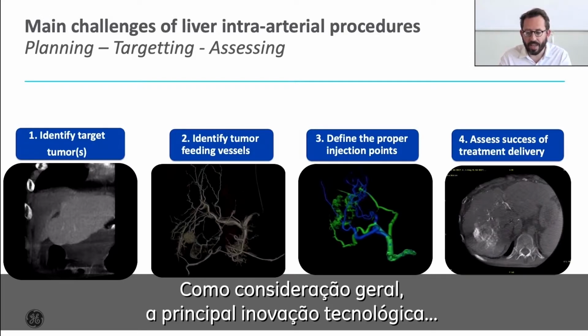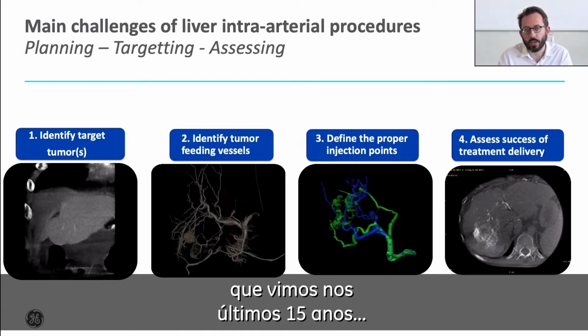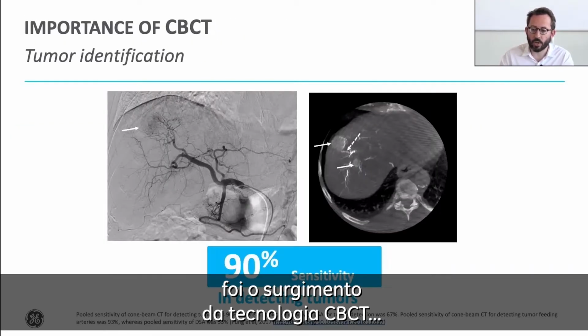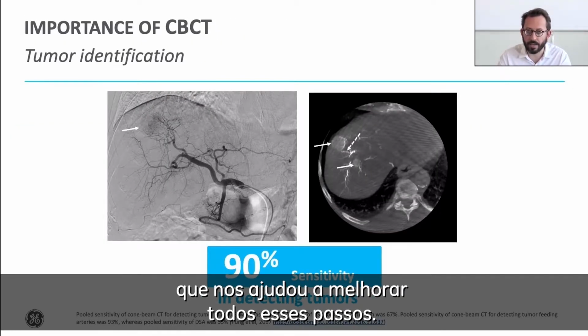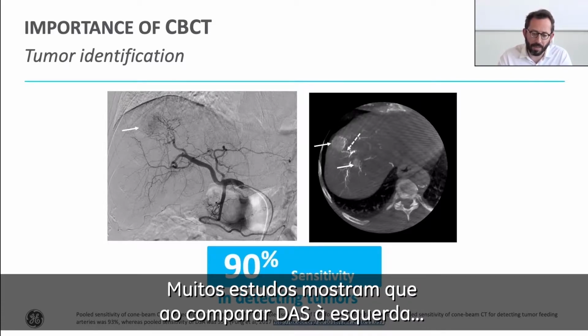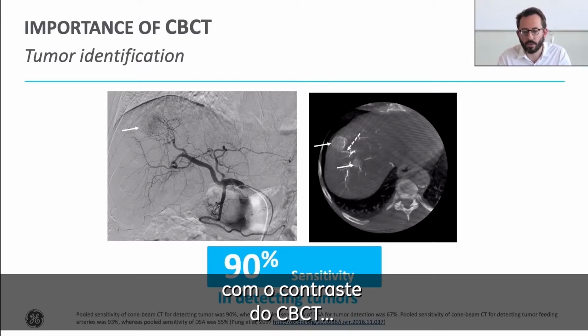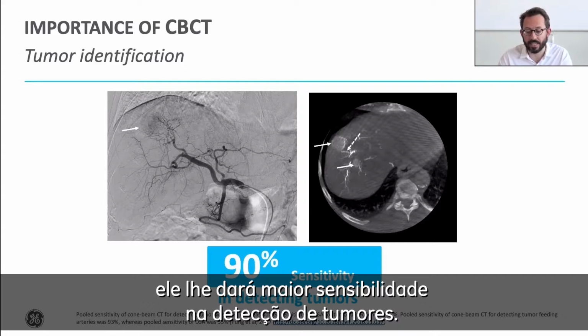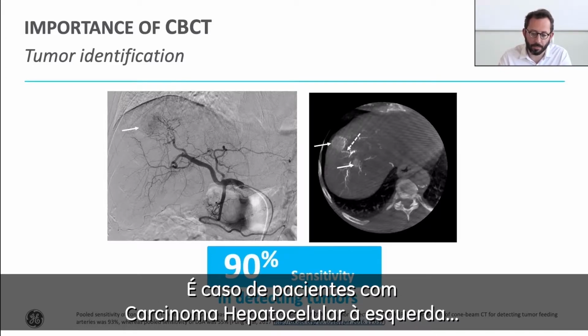And as a general consideration, one of the main technological improvements and innovations that we have seen over the past, say, 15 years is the introduction of cone beam CT technology. And it has helped us improve for all these steps. Now, several studies showed that when you compare DSA on the left and contrast enhanced cone beam CT, you will get a significantly higher sensitivity in detecting tumor. This is an example of a patient with HCC.